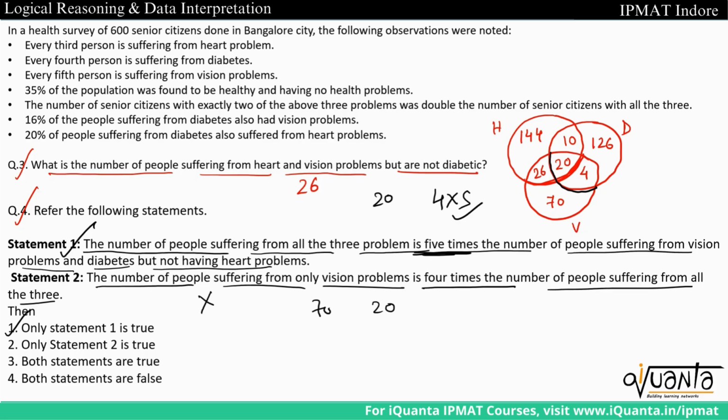So this set was very easy. It was just to make you revise 3 set Venn diagrams. I hope you understood the solution. If there's any doubt, please ask again.